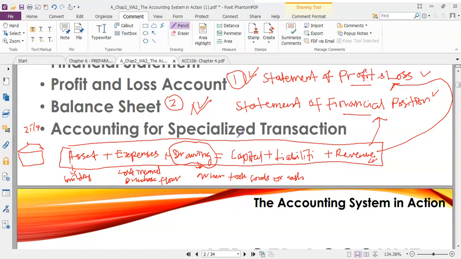So capital, mesti kena ingat amount asset ataupun amount untuk cash kita, duit dalam bank yang kita mulakan, yang kita gunakan pada permulaan kita nak menjalankan bisnes tersebut. So that we call it as capital. Faham ke tidak? Apa itu capital? So, owner yang bertanggungjawab untuk mendapatkan capital tersebut.